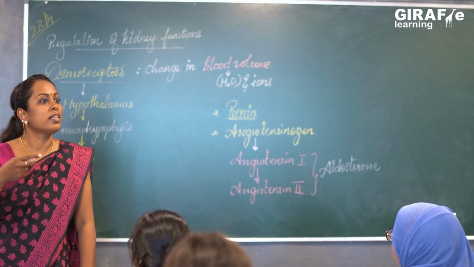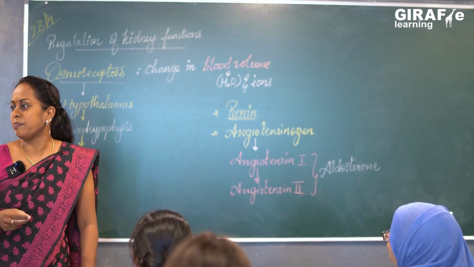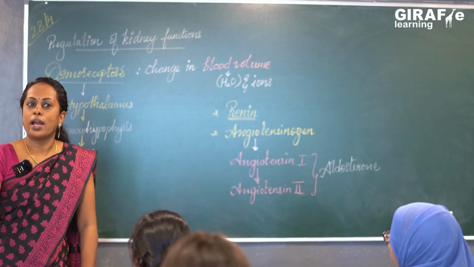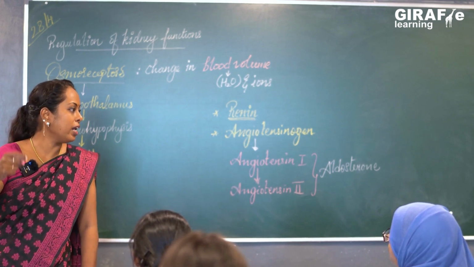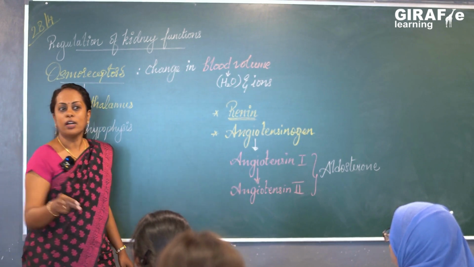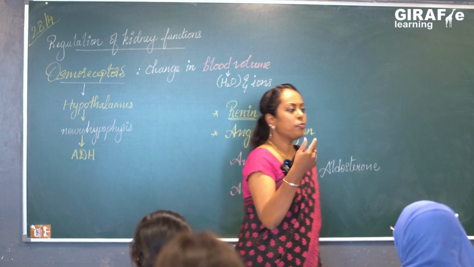What is the purpose that we convert ammonia into urea? Ammonia requires more amount of water to be eliminated. So we have to conserve water. So what did liver do? Converted this particular ammonia into urea.